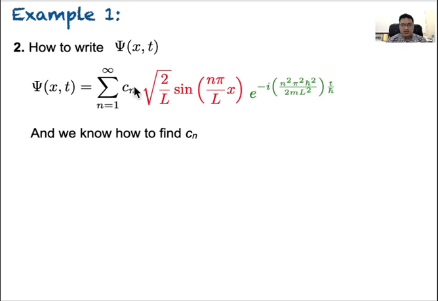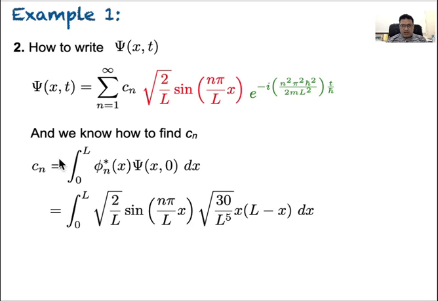To find Cn, we have seen that we have to multiply this wave function at time t equal to 0 by phi n star of x and integrate over the space 0 to L. This was the definition, as I have stated: to obtain Cn, we multiply psi at t equal to 0 by phi n star of x from the left, and then integrate over the entire space.